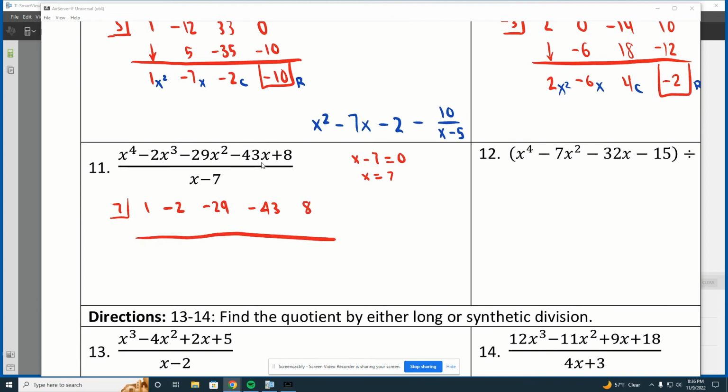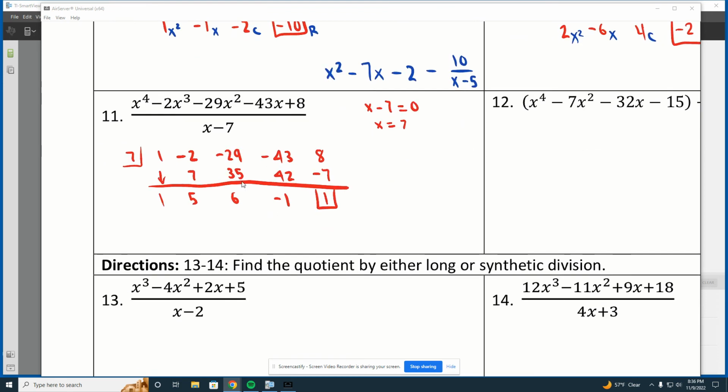Here we go. Bring down the 1. Start multiply, combining. 7 times 1, 7. 7 minus 2, 5. 7 times 5, 35. 35 minus 29, 6. 7 times 6, 42. 42 minus 43, negative 1. 7 times negative 1, negative 7. 8 minus 7, positive 1.